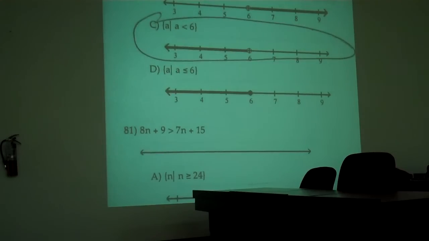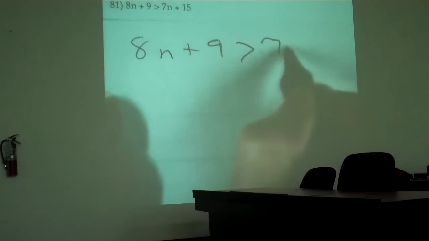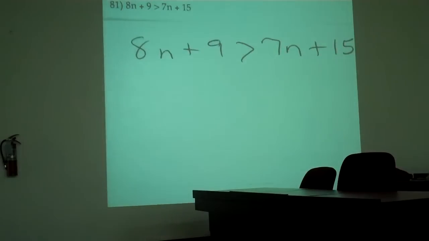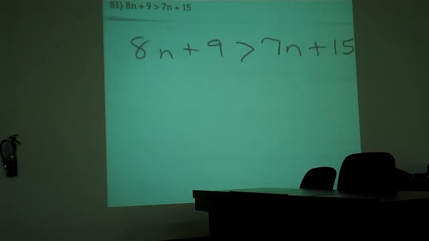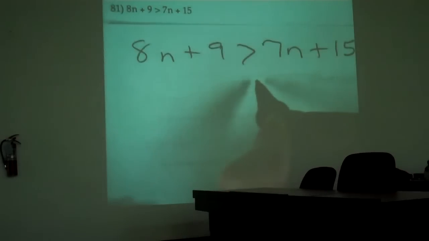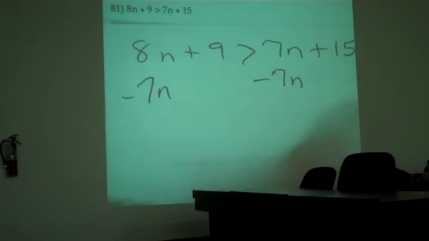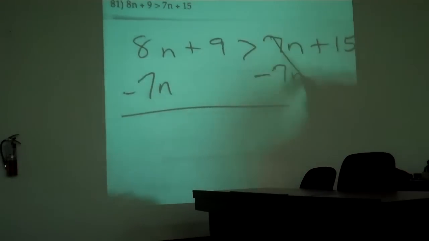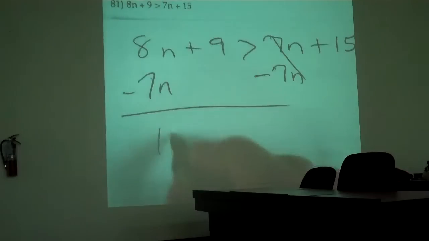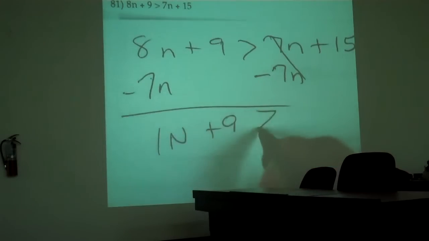And 81, you need to solve it. You need to get your variable on one side first. You're too far up, sorry. 8n plus 9 is greater than 7n plus 15. What side do you want the variable on? You want to subtract 8 or subtract 7? We subtract 7, then we'll have it on the side. We won't have to trade sides later, and it'll be positive. 8 minus 7 is 1n, plus 9 is greater than 15.